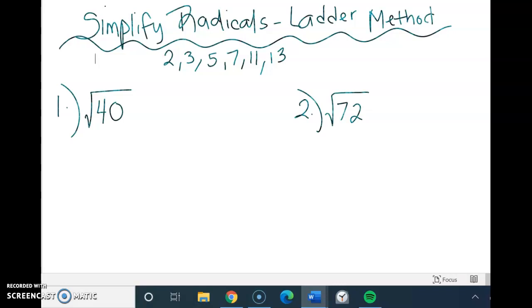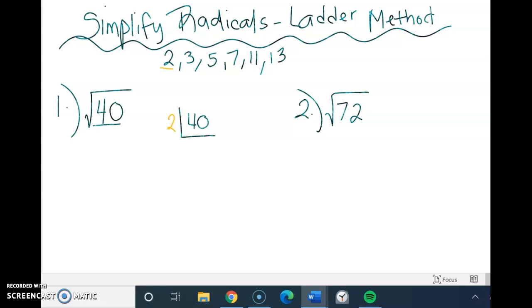I want to simplify the square root of 40. The first thing I want to do is put 40 on the first step of my ladder. Then I look at my list of prime numbers and ask myself, out of these prime numbers, what is the smallest number that can go into 40? Out of 2, 3, 5, 7, 11, and 13, 40 is an even number, so the smallest number that I can divide it by would be 2. So I'm going to put that 2 in front of my 40.